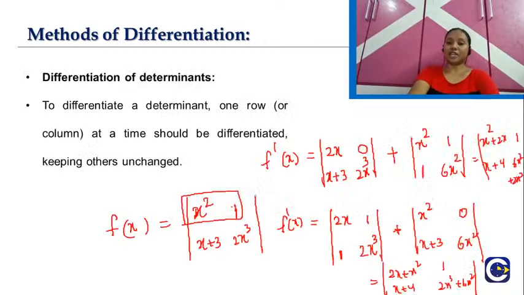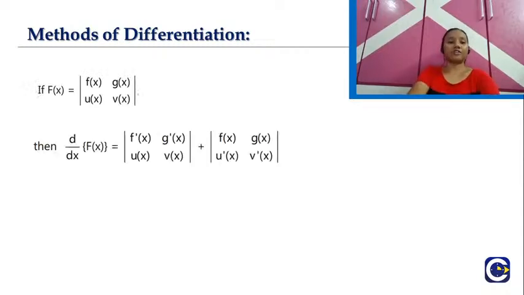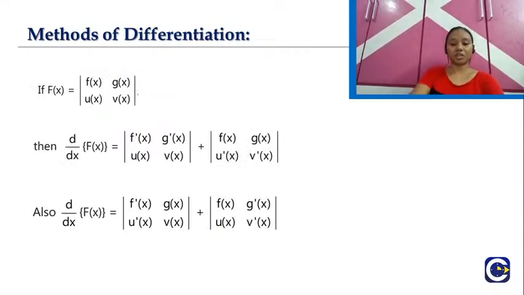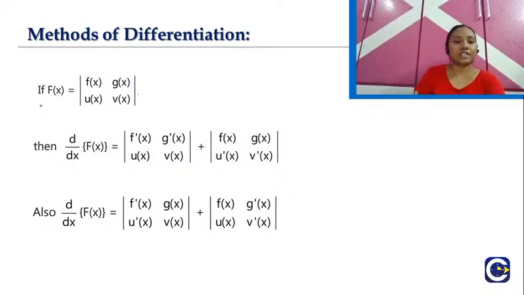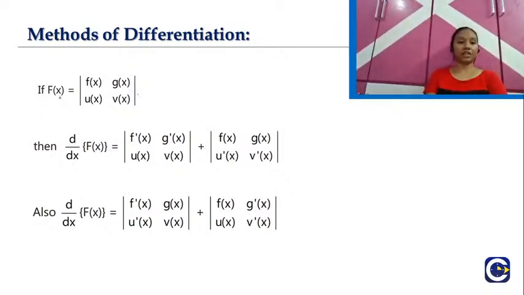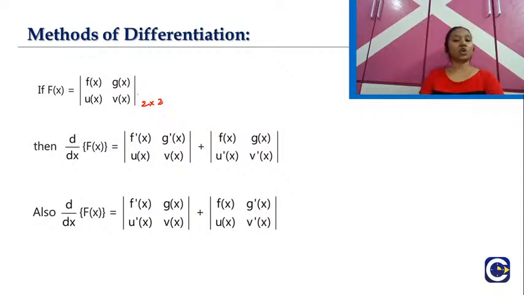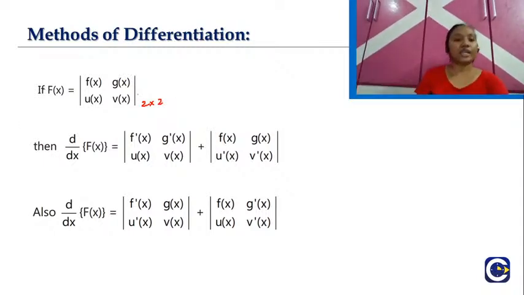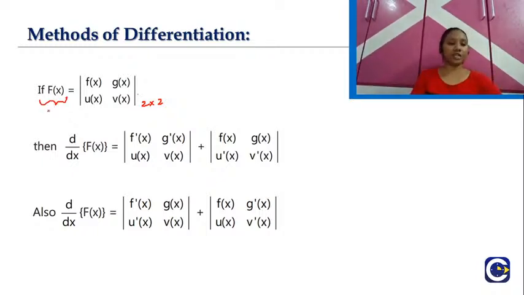I have just taken an example and shown you. So in terms of a function, here you can see, this is our determinant, that is our function f of x, which is a 2 by 2 determinant having the elements f of x, g of x, u of x and v of x. Then the differentiation of this function f of x, if we go by row, the first step will be the first row differentiated, so f dash x, g dash x, second row as it is, plus first row as it is and second row differentiated, that is u dash x, v dash x. So this is if we go by row.